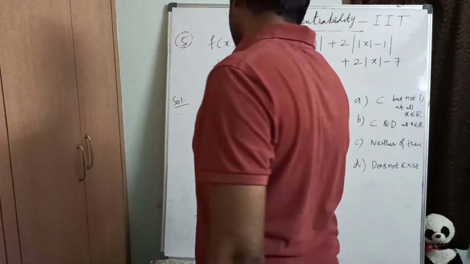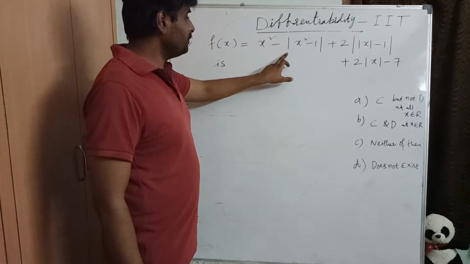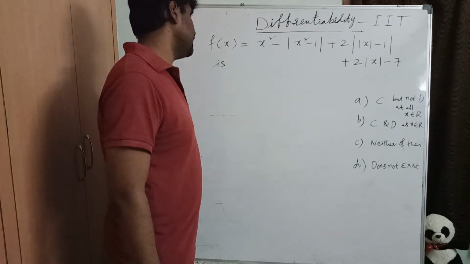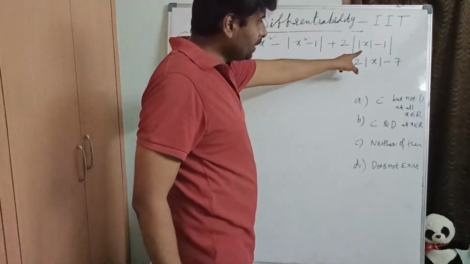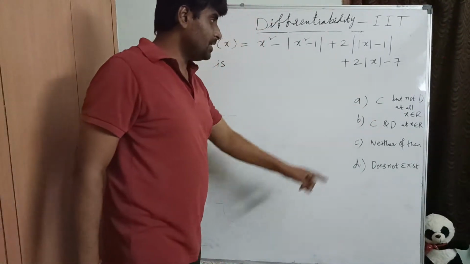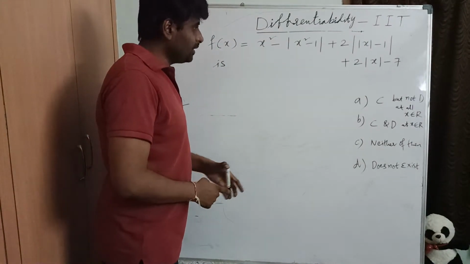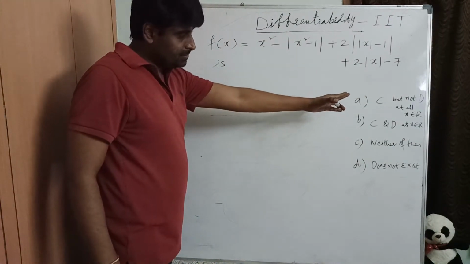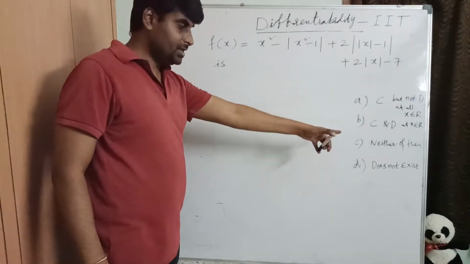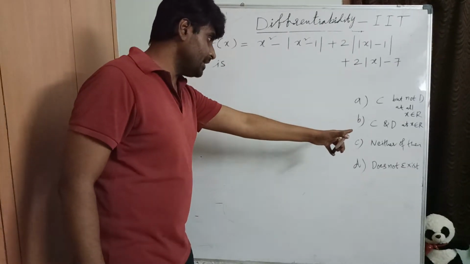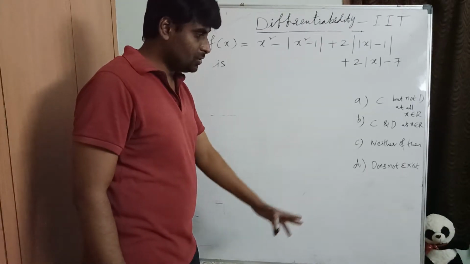Now, let us see this function: f of x equals x square minus modulus of x square minus 1, plus 2 into modulus of modulus x minus 1, plus 2 into mod x minus 7. What are the options given? Continuous but not differentiable at all x belonging to R; continuous and differentiable at x belonging to R; neither of them; and function does not exist.